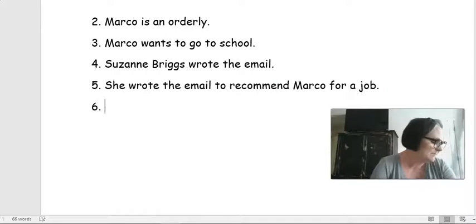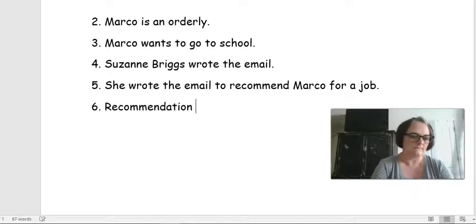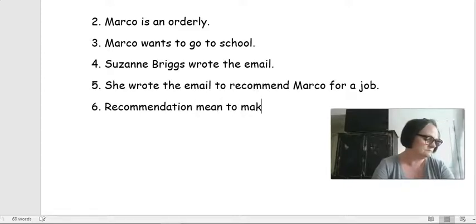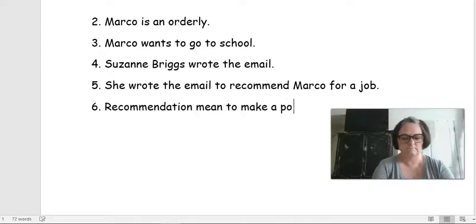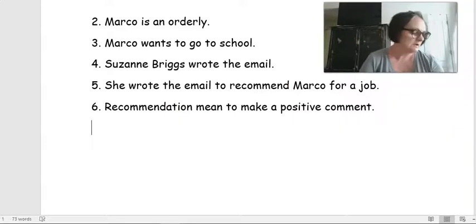Which word in the email means to make a positive recommendation? A positive comment. Recommendation. Because if somebody's recommending you for a job, they're talking about you in a good way. So it's a positive comment. So recommendation is a positive comment.